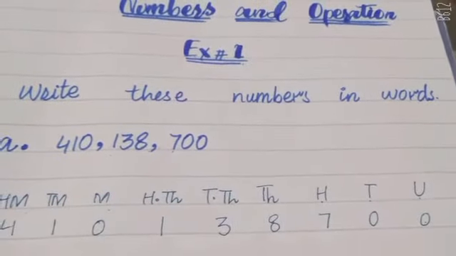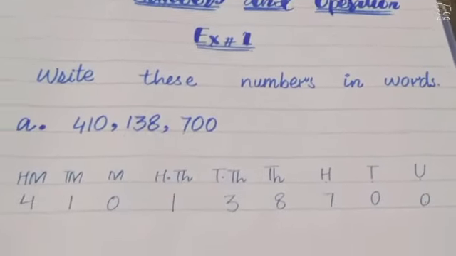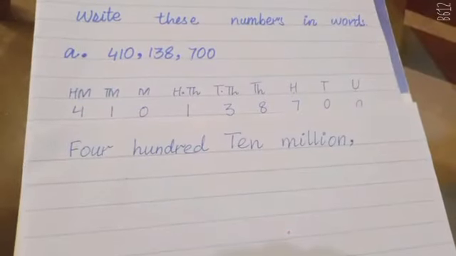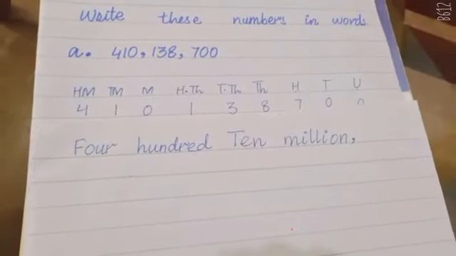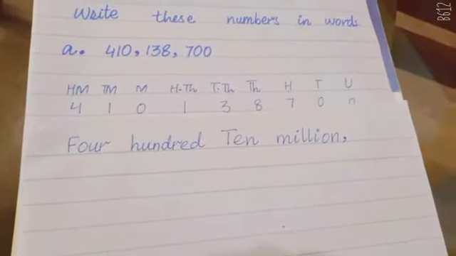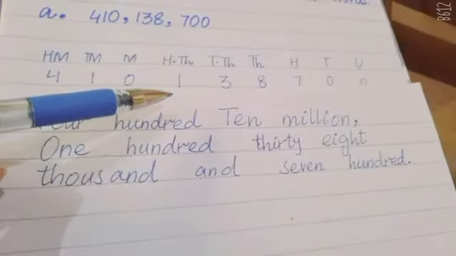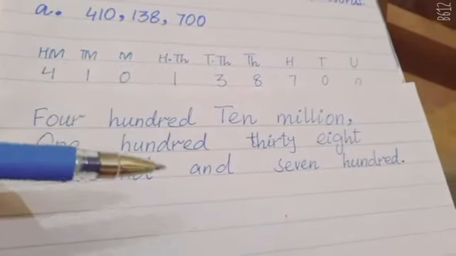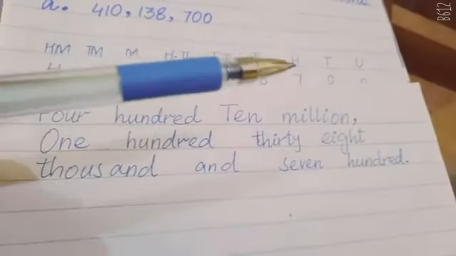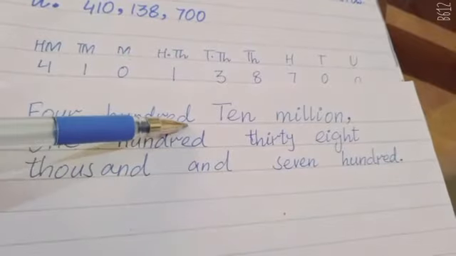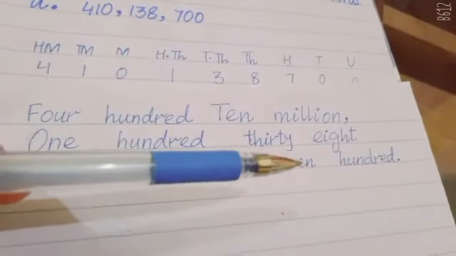The question is write these numbers in words. So we write these numbers in words. 410 million. After completing the family of million, we put here a comma. And next term is 138,000. After completing the family of 1000, there is 700 left. So we put here and 700.